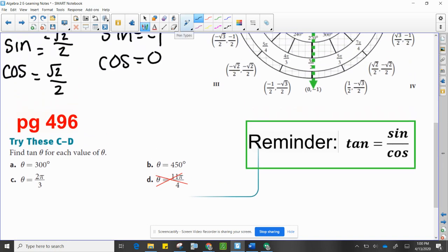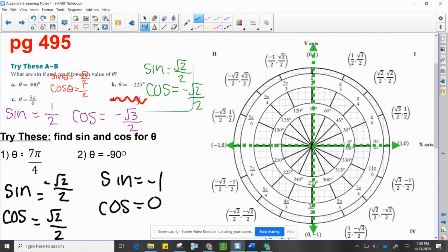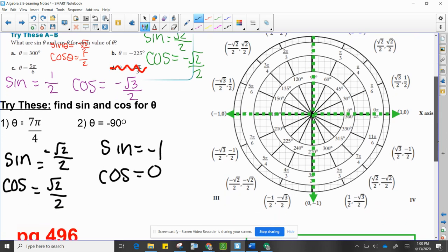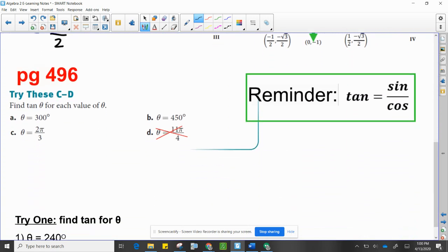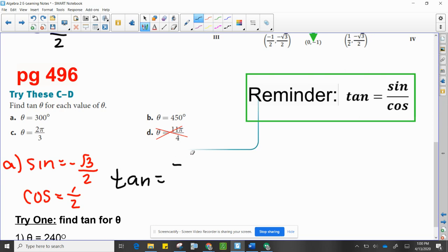So for A, it's 300 degrees. But if I go back up to the top here, we already found the sine and cosine for 300 degrees. Okay, the sine was negative root 3 over 2, and the cosine we found was positive a half. So I'm just going to write that down here. So if I'm going to find tangent, then I have to take the sine of my function, so negative root 3 over 2, and divide it by the cosine, which was a half.